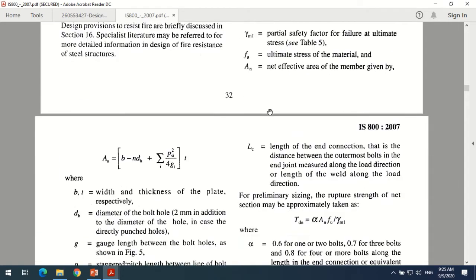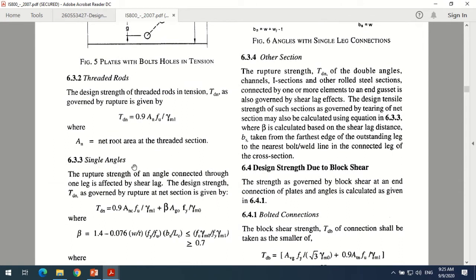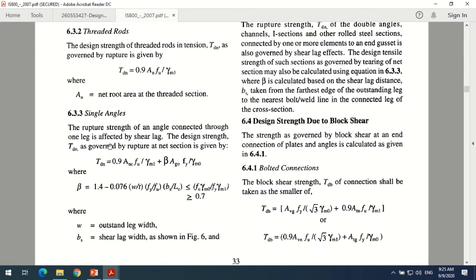What we are interested in is angle sections. Okay, so here we have the single angle section. Okay, this is design strength due to rupture of single angle section. So here it is expressed as TDN, which is equal to 0.9 Anc Fu upon gamma M1 plus beta Ag naught Fy upon gamma M naught. Okay, so this takes into account the shear lag effect. Okay, this beta is the factor which takes into account the shear lag effect in the outstanding leg.